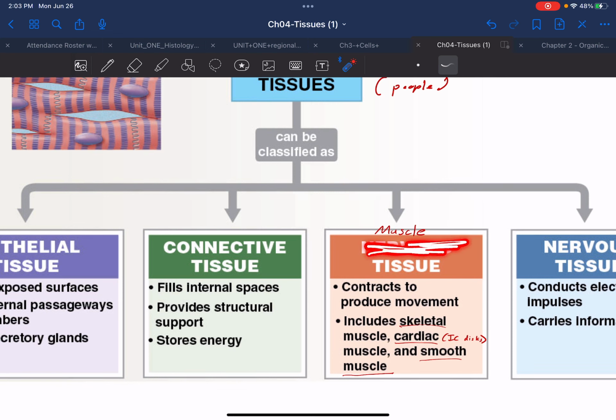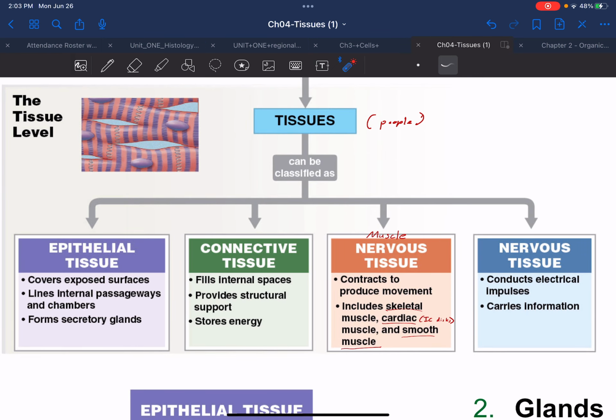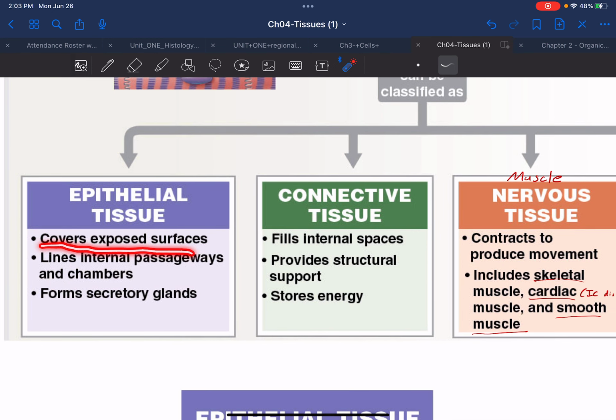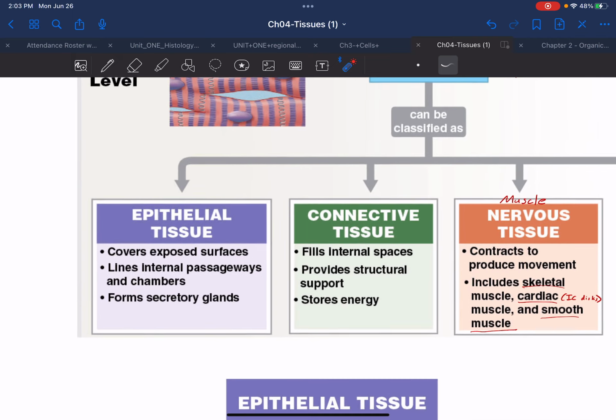Here, muscles. This should say muscle tissue. And here, epithelial tissue is going to be again on surfaces. It's going to be on internal passageways. And they also make up glands. They're capable of secreting things.